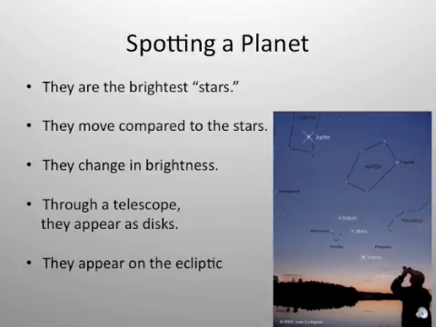Finally, planets all appear more or less on the same line in the sky. Of course, the planets of our solar system are in a plane, a two-dimensional plane like a table or like a CD. But to us in the sky, that appears to be a line. This plane is known as the ecliptic plane.